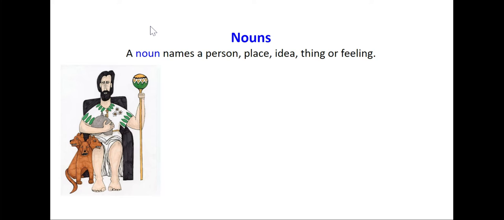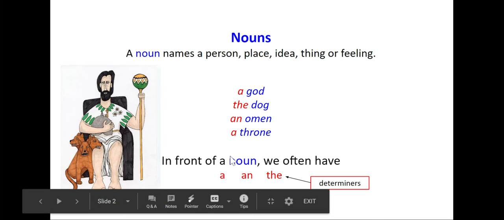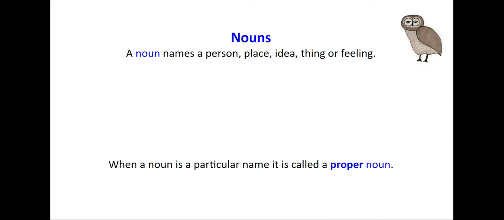Nouns we know refer to a person, place, idea, thing, or feeling. Normally in front of a noun, we have a determiner, which specifies the noun. So here we've got some examples of nouns: god, dog, omen, throne, and we've got a determiner before them. There are 2 types of nouns: proper nouns and common nouns. Common nouns refer to the general of the noun, and a proper noun refers to the specific of the noun.